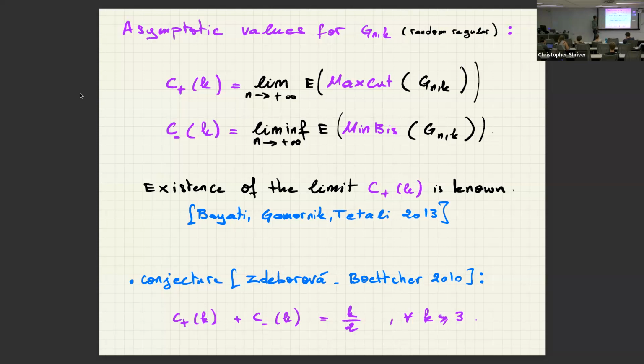Curiously enough, the minimum bisection is not known to have a limit. This is because of the breakdown of the interpolation argument. If you've seen Will's talk, he had a lot of conditions on the convergence of the free energy of his model, and one of those conditions is supposed to rule out this type of example. So this is a bad example for Will's theorem to hold.